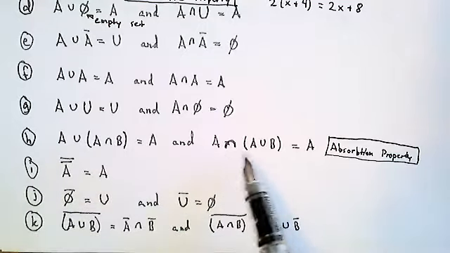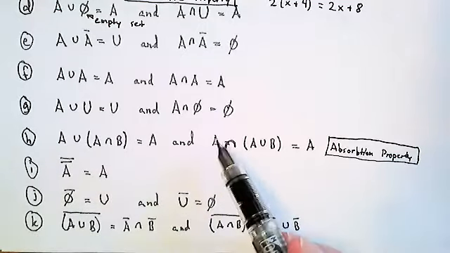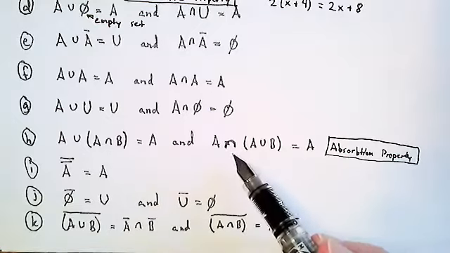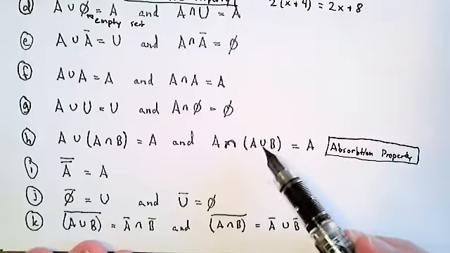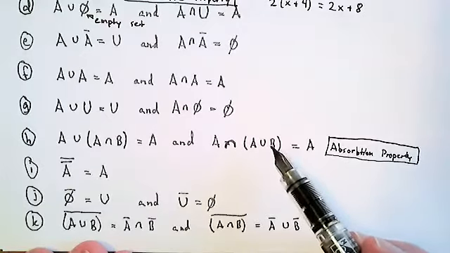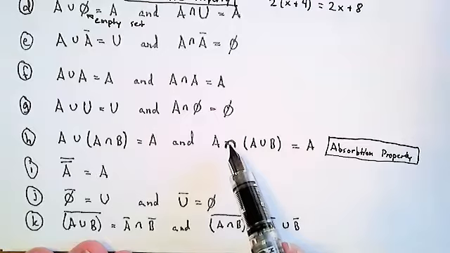And the same kind of thing happens over here. You have A, and then you're taking an intersection with a set that already has all of A in it, plus maybe some extra bits. And that also gets absorbed into A.